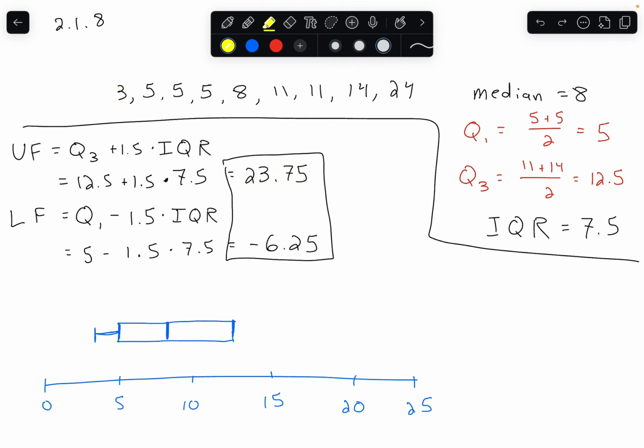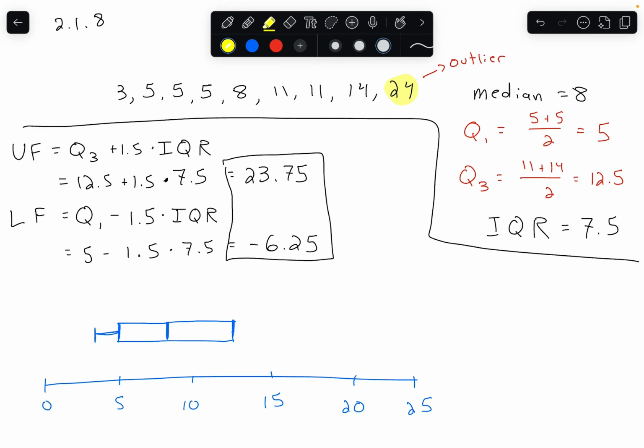But if I look at the upper end, my greatest data value was 24. That is greater than 23.75. Or another way to look at it is 24 does not live between negative 6.25 and positive 23.75. It's not between those two numbers. So that means that this is going to be an outlier. So 24, I'm going to make a little note to myself here. This is an outlier.